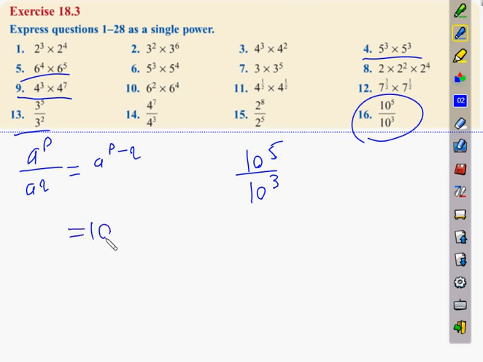10. What's the P value? The P value is 5. The Q value is 3. So 5 minus 3, and that gets us 10 to the power of 2. In effect, just take them away. But that's how you use the formula. Okay? Everybody good with that at the moment?